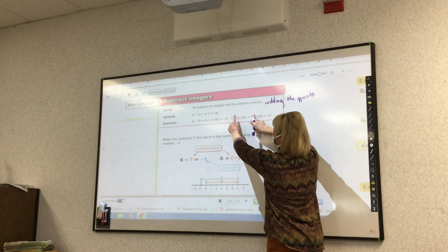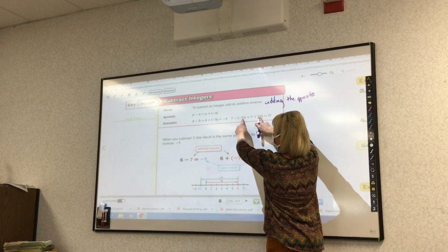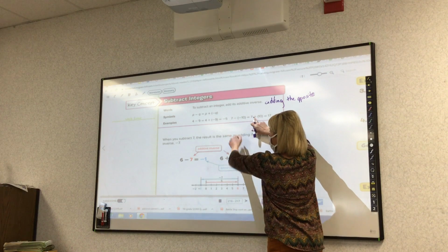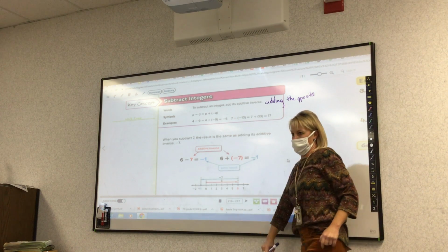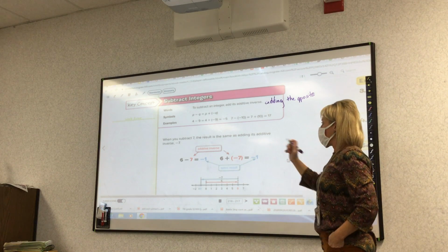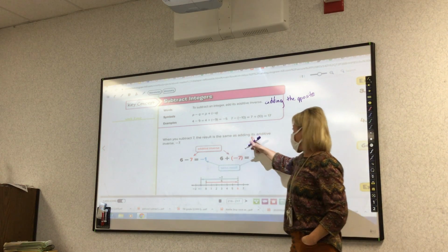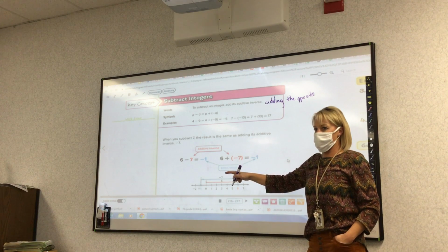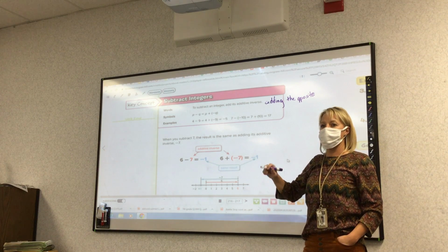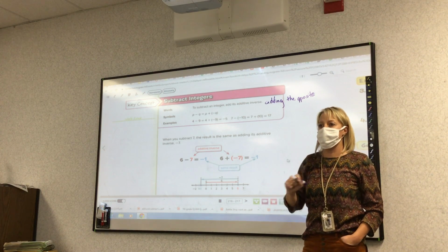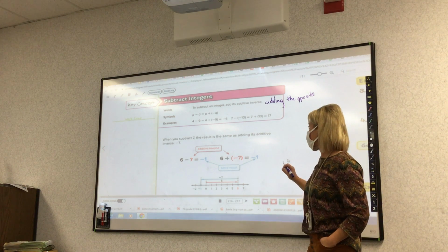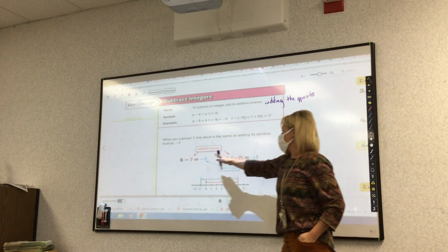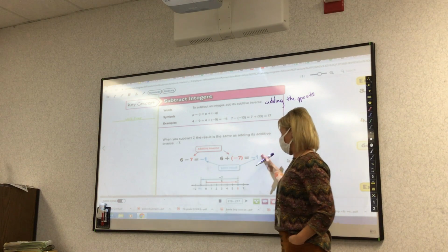Keep, change, change. It's adding the opposite, which the answer is 17. When you subtract 7, the result is the same as adding its additive inverse. Now the additive inverse is the opposite. That's where we get our zeros and our zero pairs, okay? Because it's just going to be adding the opposite, okay?